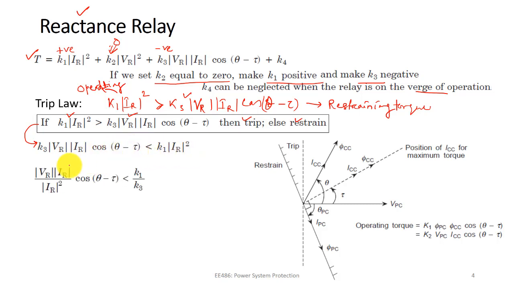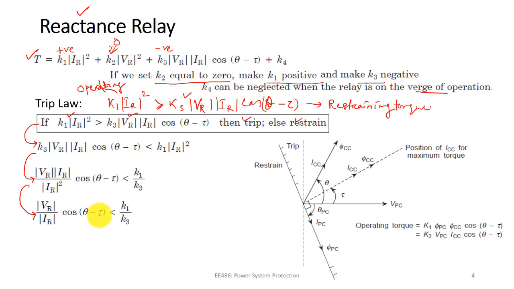And from this equation again I'll find VR IR divided by IR square. I can write it as cos theta minus tau less than K1 K3. Just by rearranging this equation I will find this equation, right? Now VR by IR cos theta minus tau should be less than K1 by K3, right?